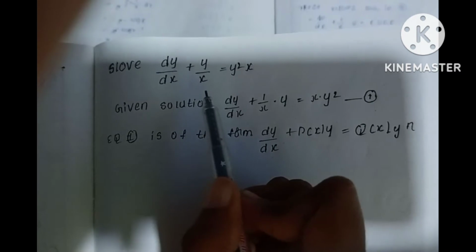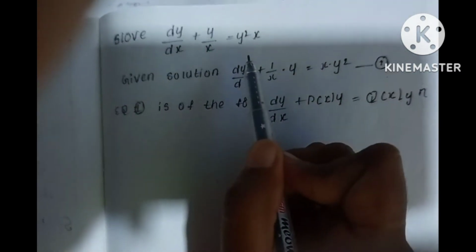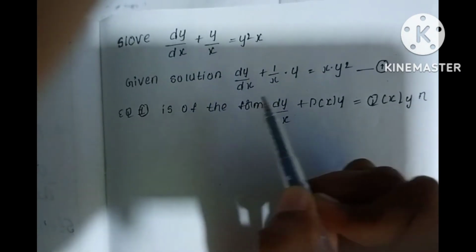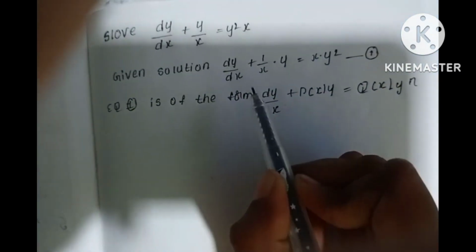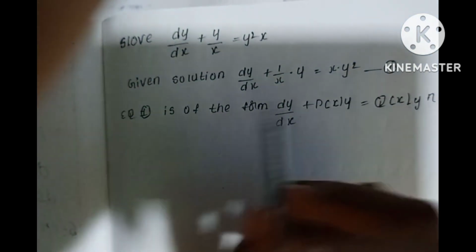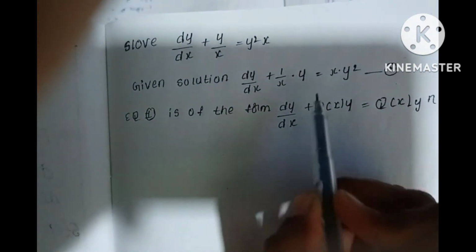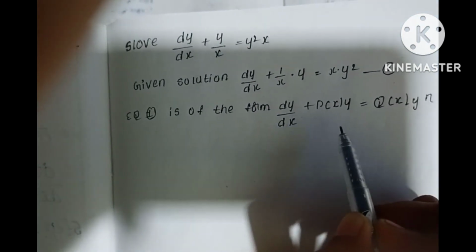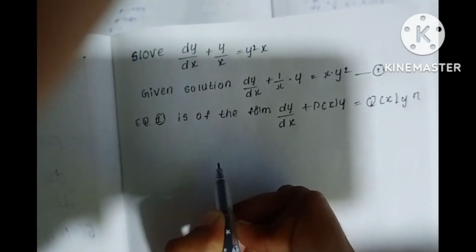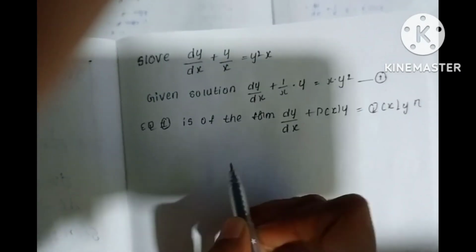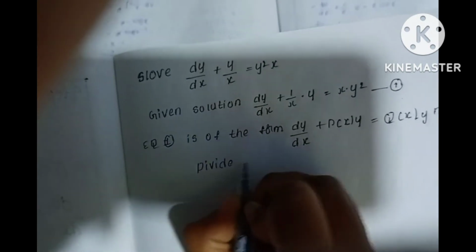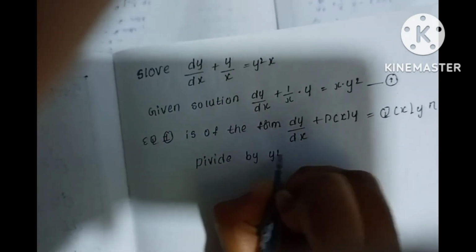Solve dy by dx plus y by x is equal to x square into y square. Given this equation, we write the first equation: dy by dx plus 1 by x into y is equal to x square into y square. And this equation is in the form of dy by dx plus p of x into y is equal to q of x into y power n. And I divide throughout the equation by y square. Divide by y square.